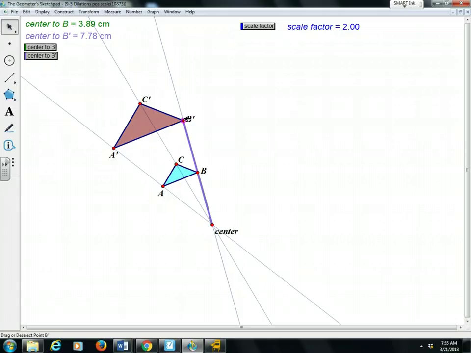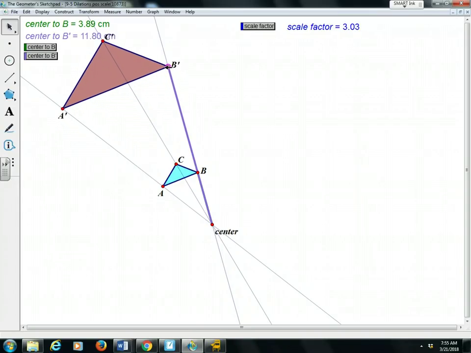When it's 2 on the nose, our image, A prime, B prime, C prime, is twice as big as my preimage triangle ABC. And you'll notice the distance from center to B is 3.89. If we double that, we get 7.78. Okay? So the distance from the center to the image and the distance from the center to the preimage is very much related to the scale factor. If the scale factor is 3, it's 3 times bigger. Triangle A prime, B prime, C prime is 3 times the size of triangle ABC. And that's what a dilation is.